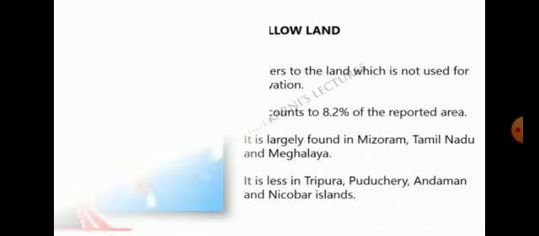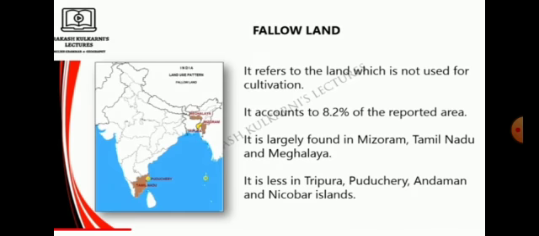The next point, the fourth point, is fallow land. Fallow land refers to land which is not used for cultivation. It accounts for 8.2% of the reported area.